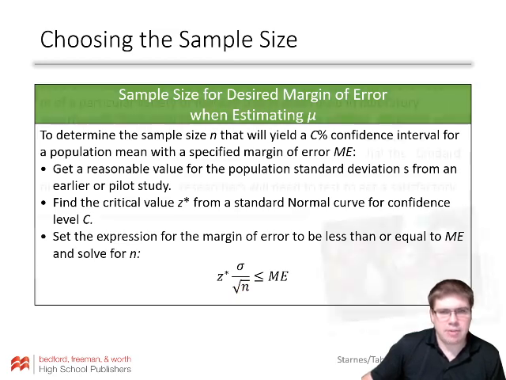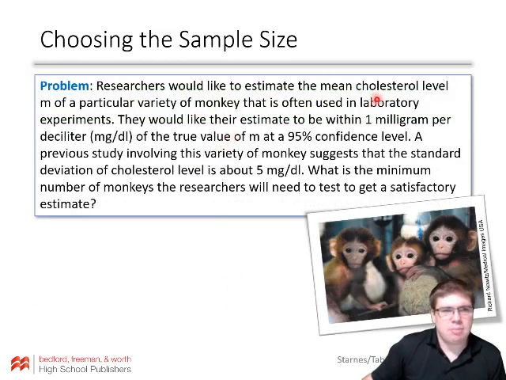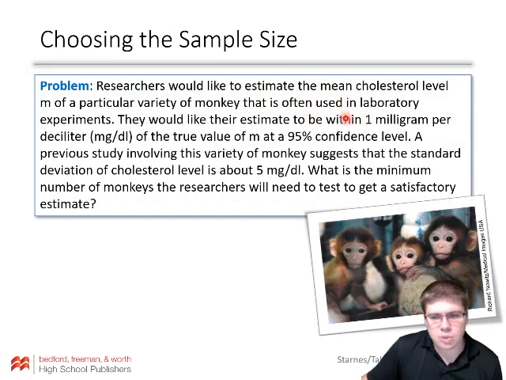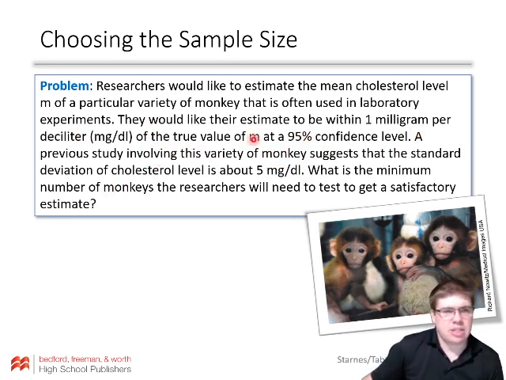So, a quick example of that. Researchers would like to estimate the mean cholesterol level mu of a particular variety of monkey that is often used in laboratory experiments. They would like their estimate to be within 1 milligram per deciliter. So that's our margin of error that we want to be within of the true value of mu. And we're going to do it at 95% confidence. A previous study involving this variety of monkeys suggested the standard deviation of cholesterol is about 5 milligrams. So they've got to give you some sort of previous study or known sigma to be able to calculate that.